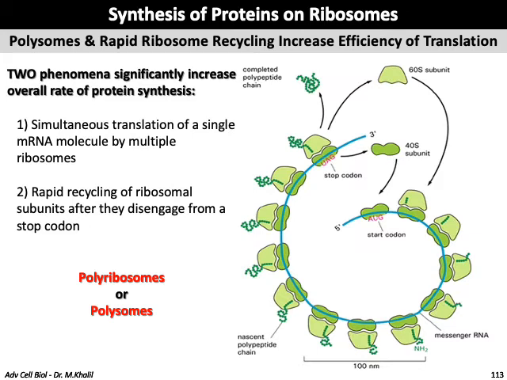So actually, a multiple number of ribosomes can attach to the same messenger RNA to increase the efficiency of translation, in a process of recycling of ribosomes. Two phenomena significantly increase the overall rate of protein synthesis. The first one is the simultaneous translation of a single messenger RNA molecule by multiple ribosomes, and the second is the rapid recycling of ribosome subunits after they disengage from the stop codon. This structure of a number of ribosomes bound to the messenger RNA is called polyribosomes, or simply polysomes.